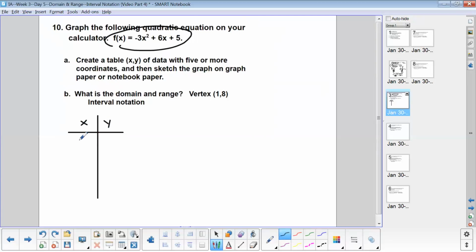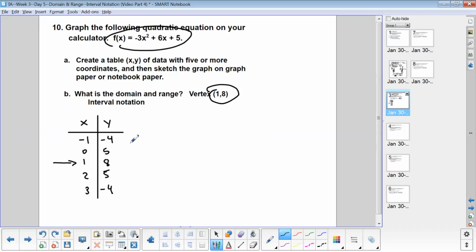And I could see from -1 to -4. -1 for x, -4 for y; 0, 5; 1, 8; 2, 5; 3, -4. Notice that the vertex is 1, 8, and notice that there it is in my table.